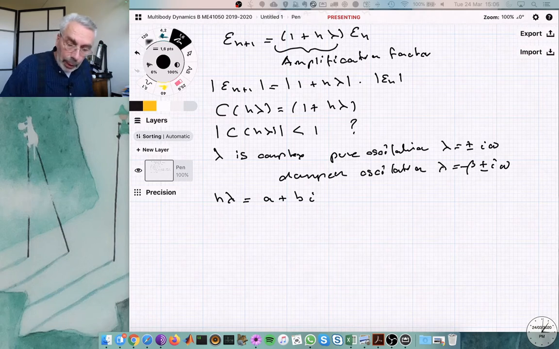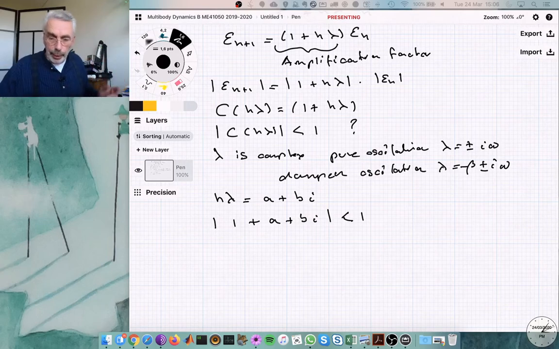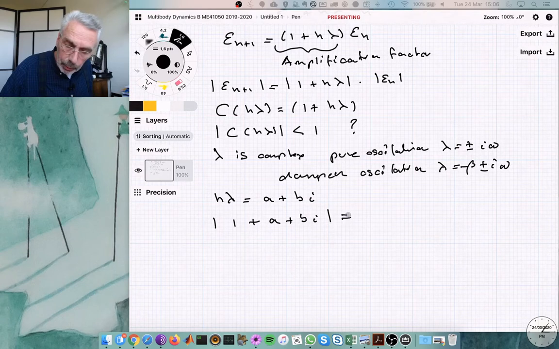Okay, so then we have to look at where the magnitude of 1 plus a plus bi is less than 1. If we want to know where it's less than 1, we first look where it is equal to 1, right? So where is it equal to 1? We look for the boundary, and then we can find that the region within is where it's less than 1, and the region outside is where it's larger than 1. So how do we find that?